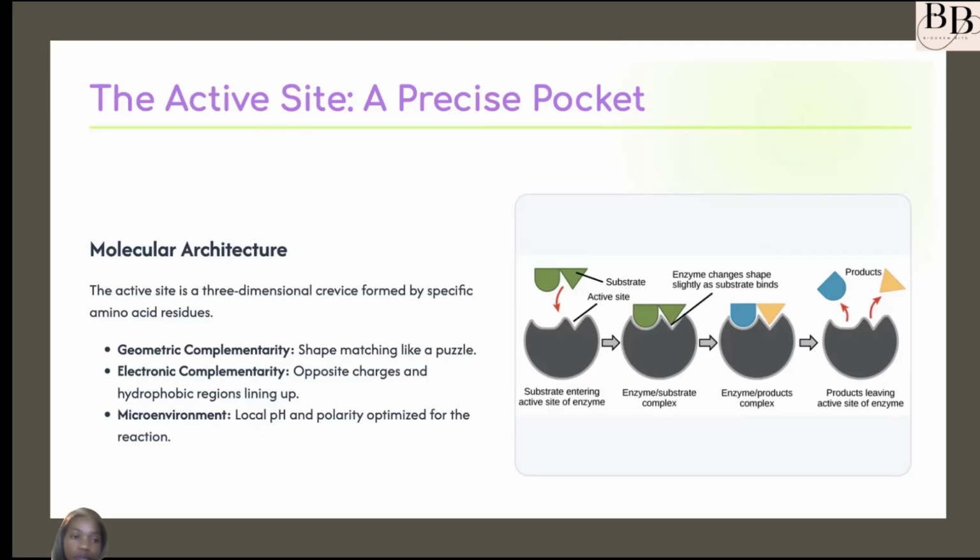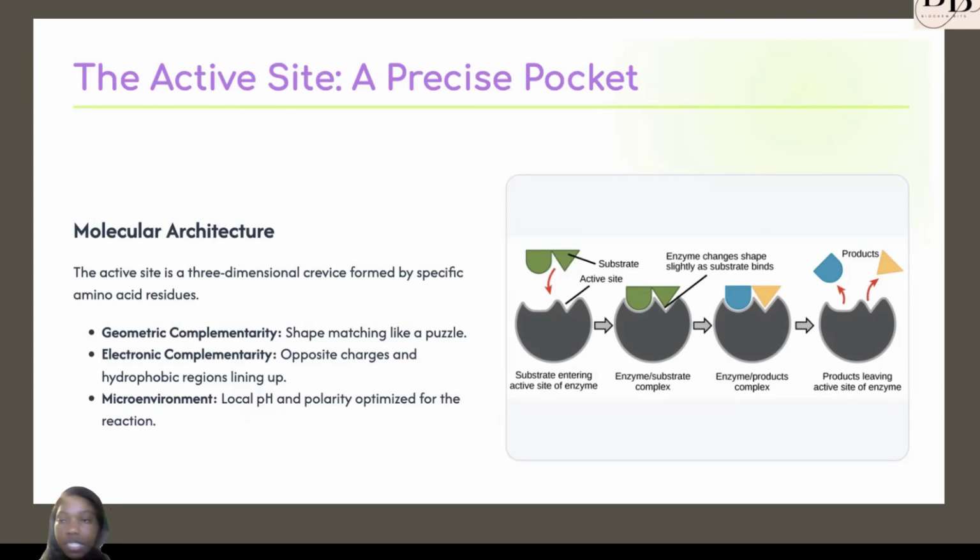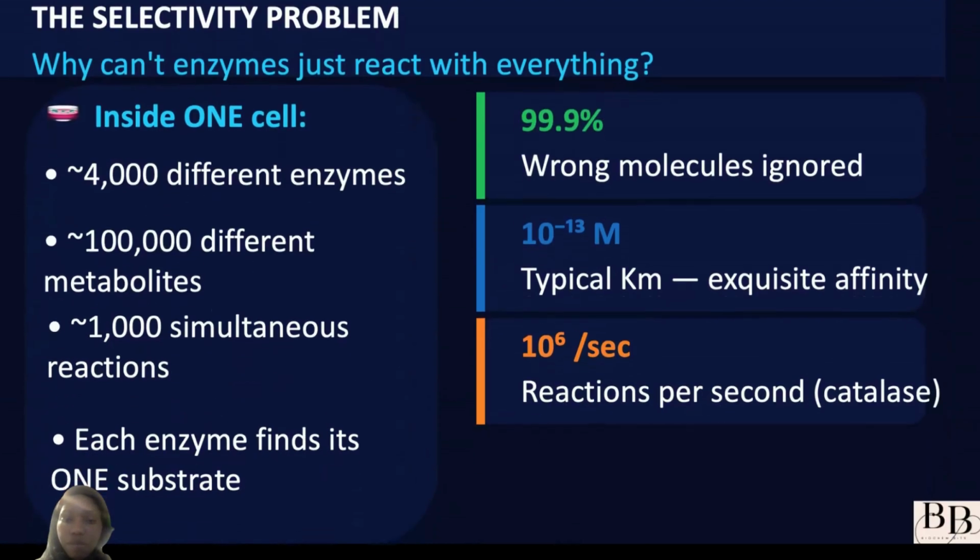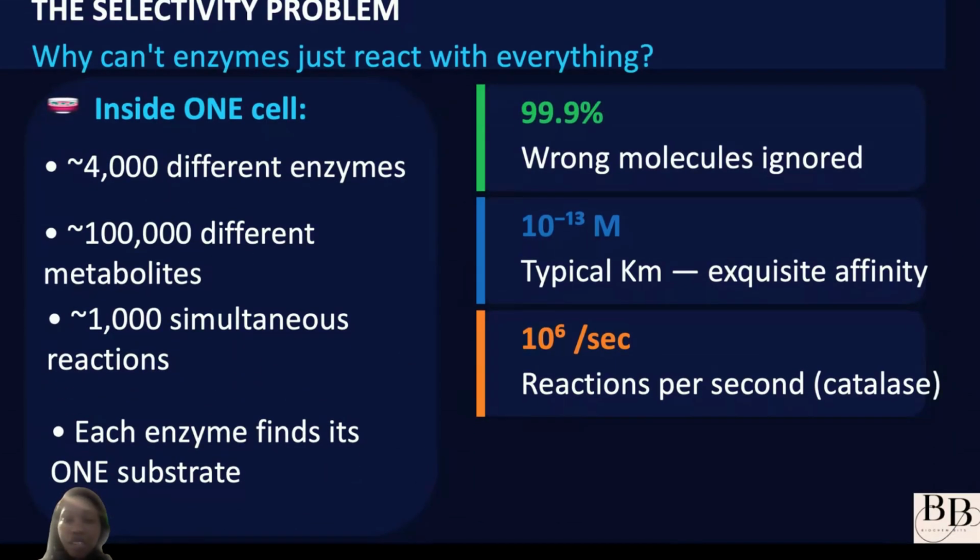The molecular architecture of the active site is based on geometric complementarity and electronic complementarity, which has to do with the pH or the polarity that has been optimized for the reaction to progress. Electronic complementarity has to do with the charge that the substrate is carrying, while the shape is also very important. Looking at the selectivity problem of enzymes, it is really not a problem to me, because it's one of the things that allows biological reactions to progress and be ordered.